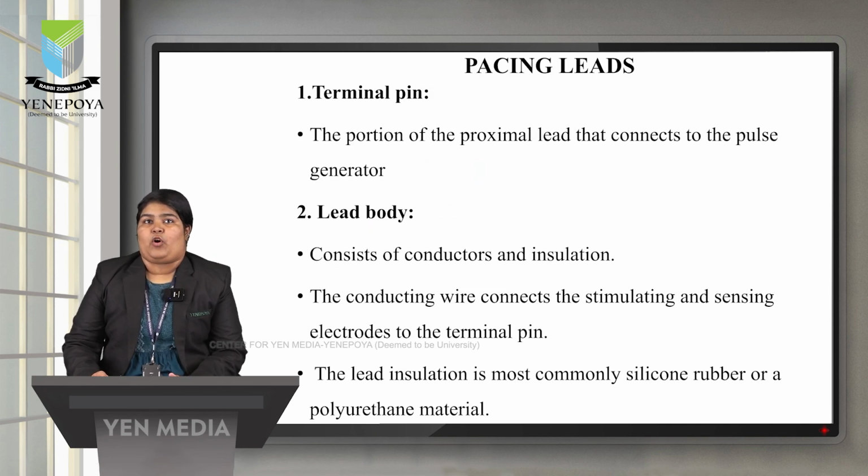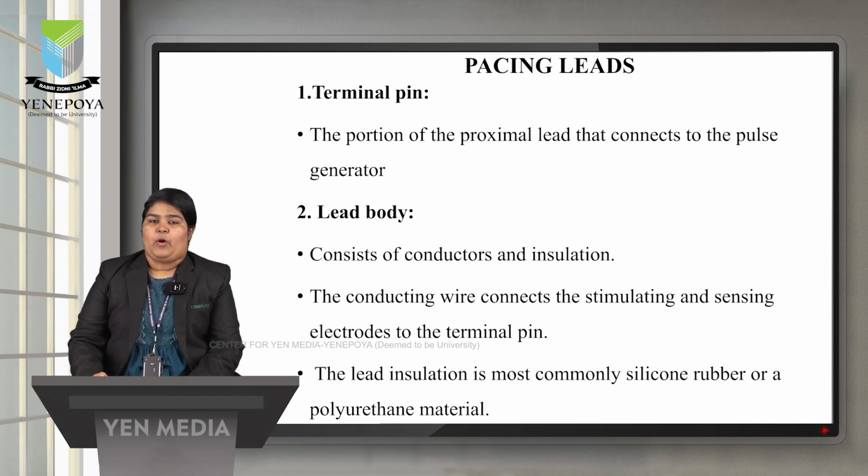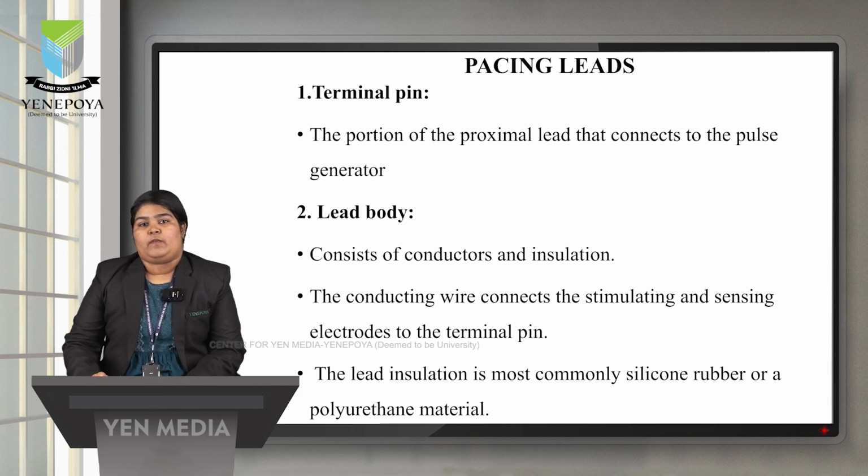So next we are moving on to the pacing leads. The pacing leads have a terminal pin. The terminal pin is the portion which is attached to the proximal part of the pulse generator. Next we are moving on to the lead body. The lead body consists of two components, the conductors and the insulator. The insulators will be present all over the lead except the distal most part of the lead, and the conductors will be present only at the end of the lead tip.